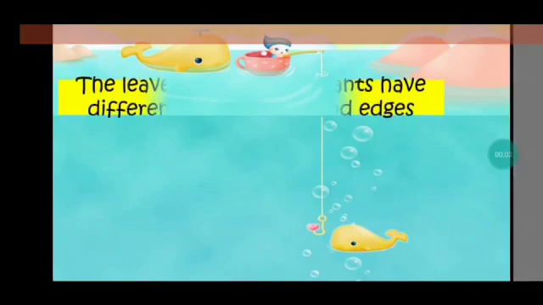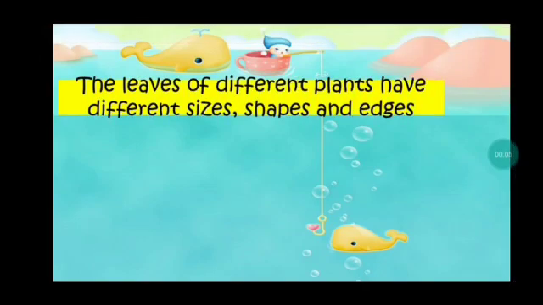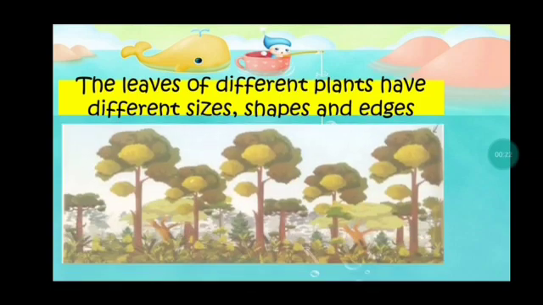Now we talk about leaves that have different size, shape, and also edge. The leaves of different plants have different size, shape, and edge. Jadi punya size yang berbeda, shape yang berbeda, and also pinggiran atau tepi yang berbeda. Okay, now look at the picture. This picture I take from the book. Now we will compare the leaf of the tall trees and then the leaf of the small plants. Kita akan membandingkan.